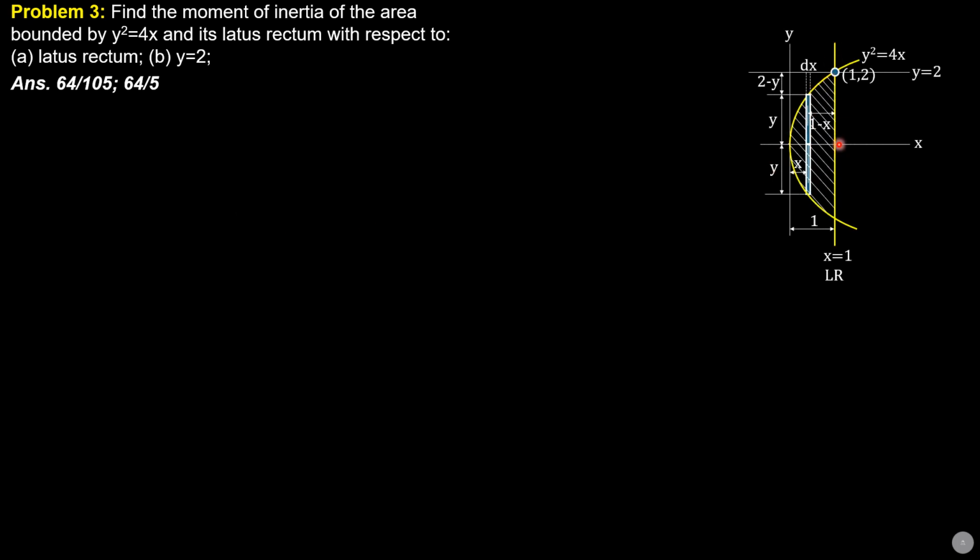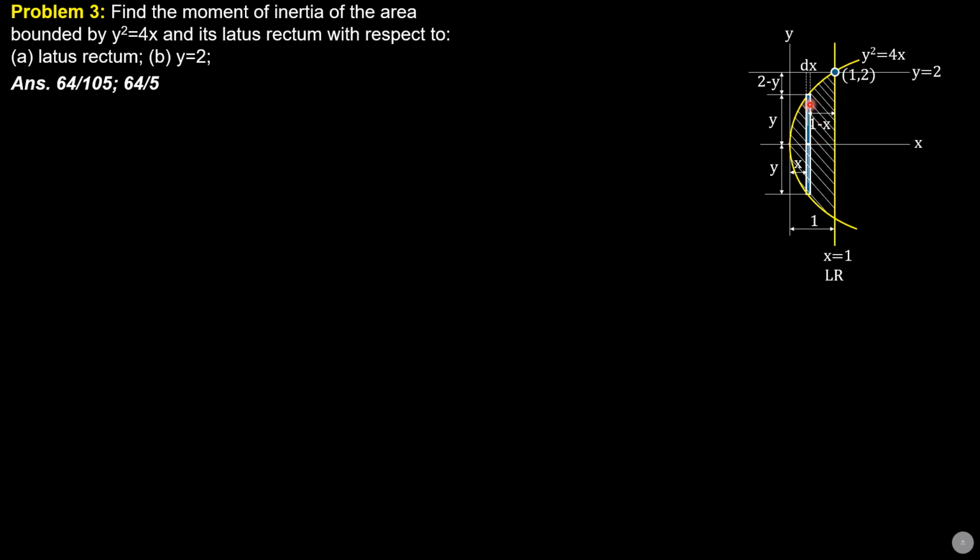So this is the latus rectum. The equation is x equals 1, 1 unit from the vertex, which is at the origin. The parabola is open to the right, and I'll consider a vertical strip here. You can also consider a horizontal strip if you want, but I just consider a vertical strip because with respect to the line y equals 2, there is a situation where the strip is perpendicular to it. For the meantime, with respect to the latus rectum, this strip is parallel to the latus rectum.